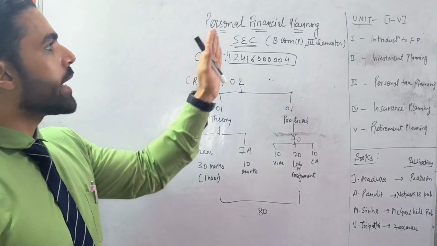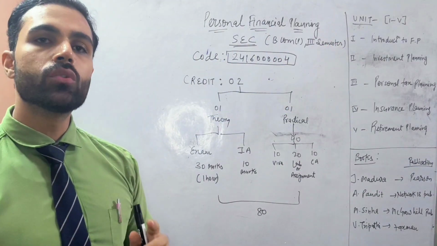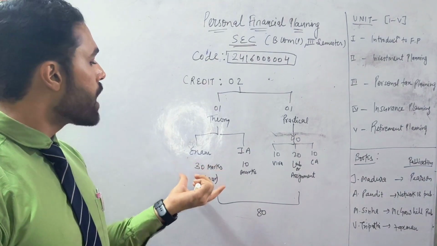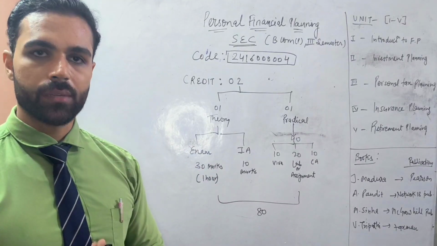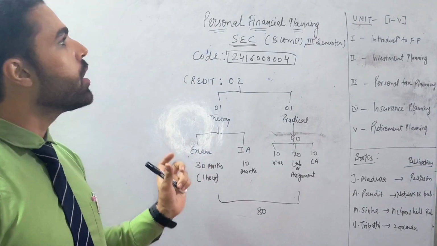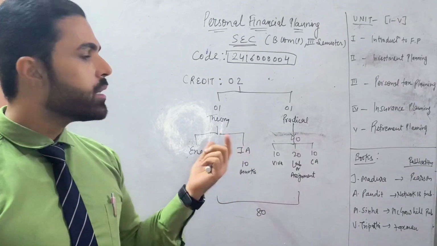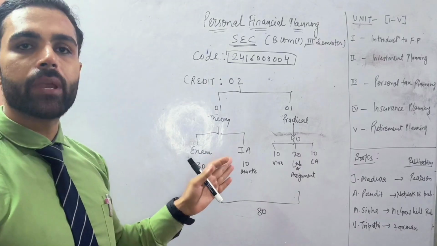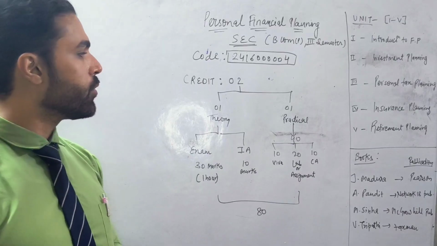Keep in mind, the overall theory paper of Personal Financial Planning which you are going to face in Delhi University will be of 30 marks, and 1 hour is allocated. You have 1 hour to solve the 30-mark theory paper. For the internal assessment, 10 marks will be there, which will be conducted by your respective teacher who is taking your Personal Financial Planning paper in your college.